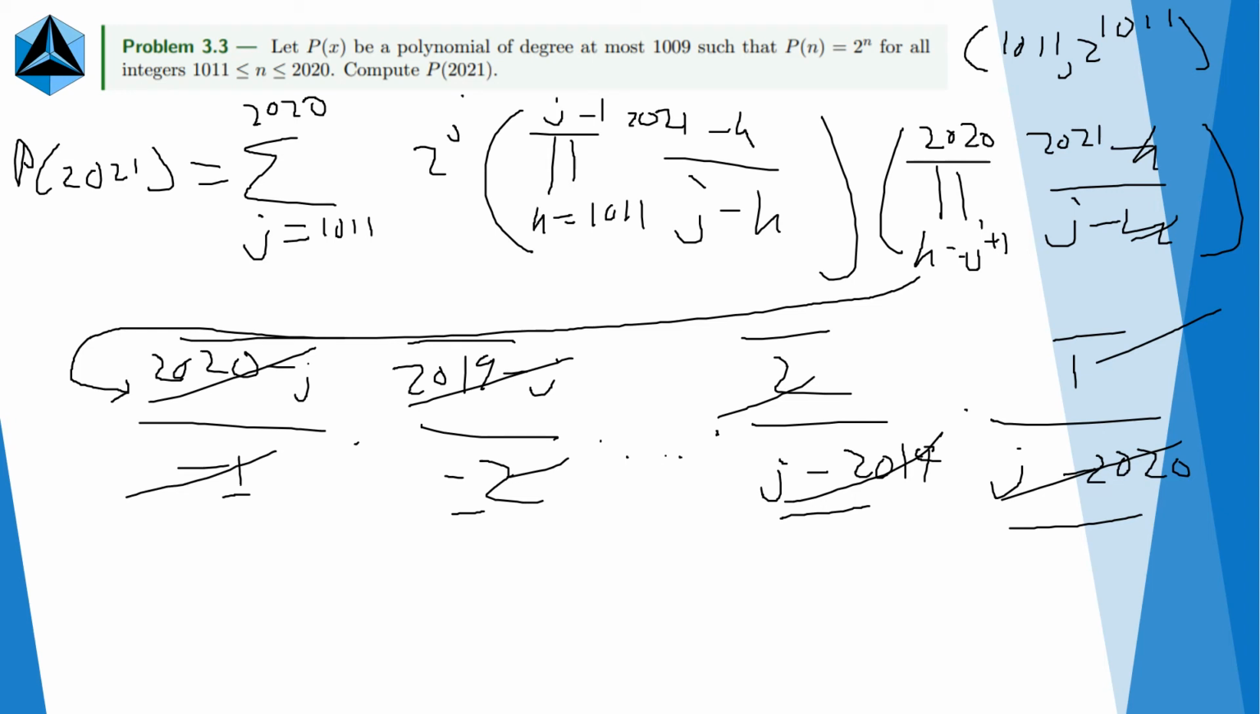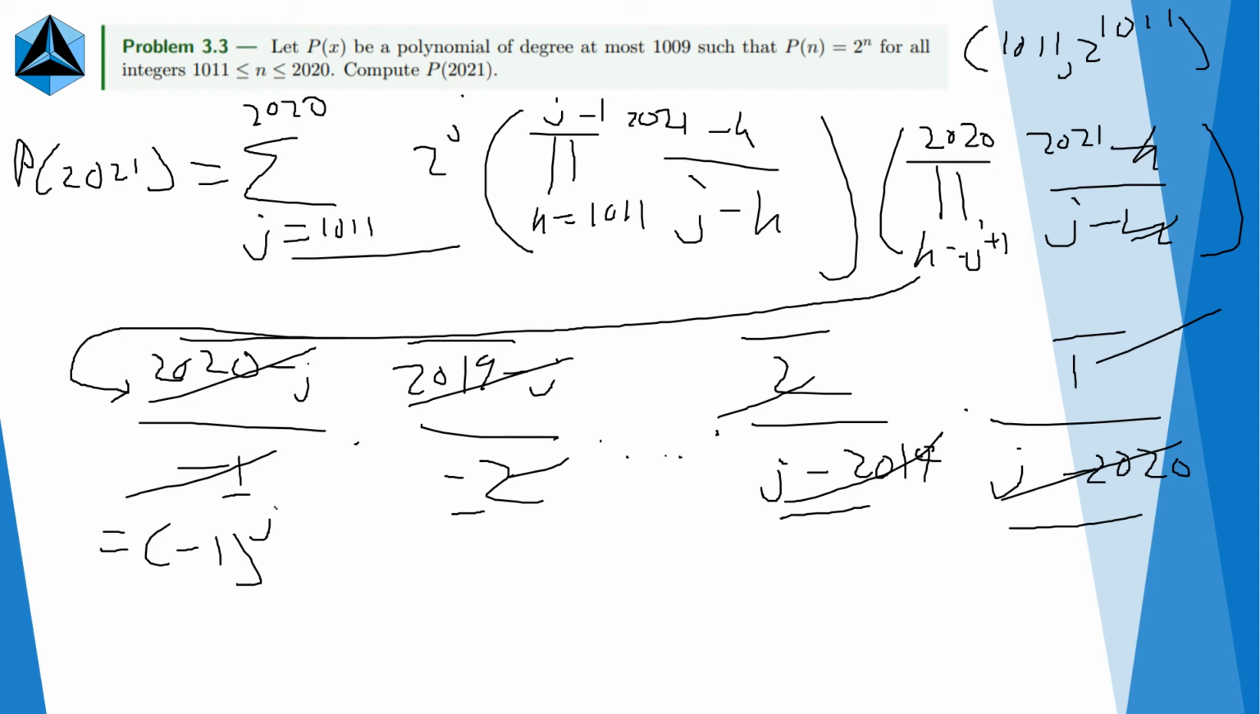So this product is just equal to -1 to the power of j. And so, okay, we simplified that product. Let's go to the second product.